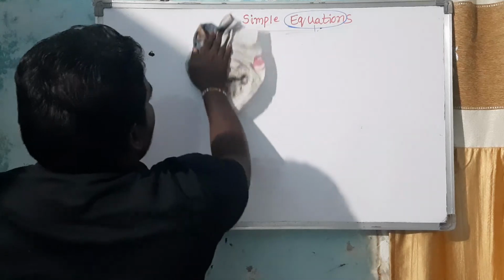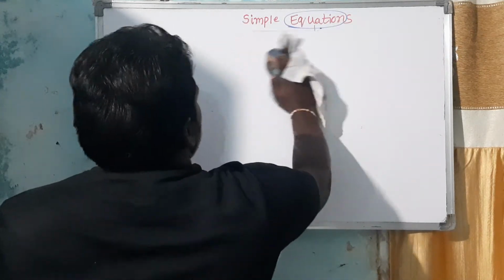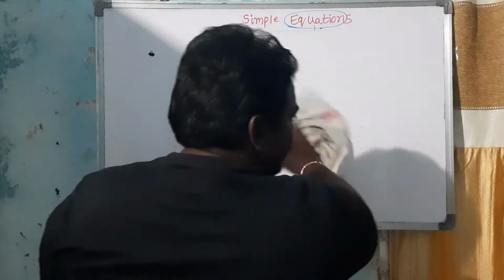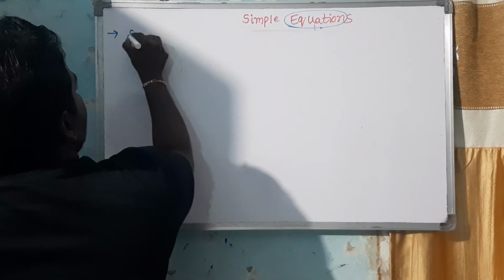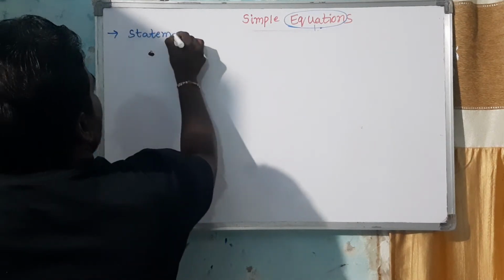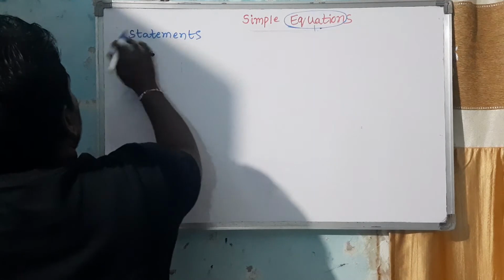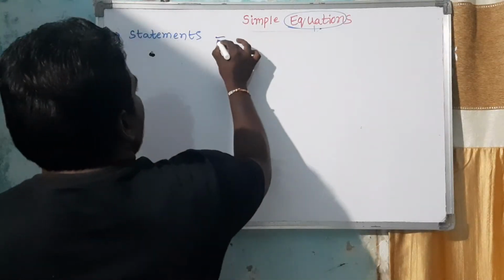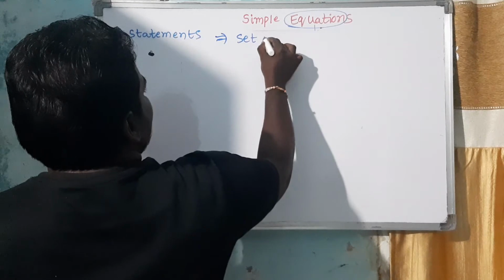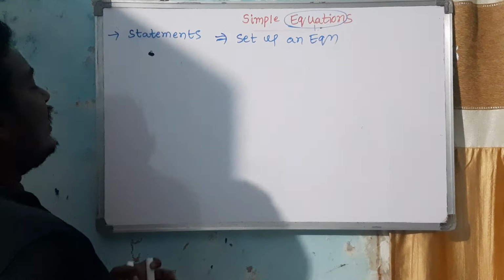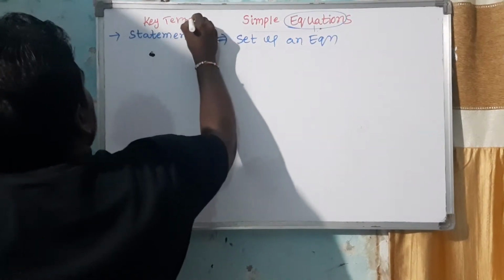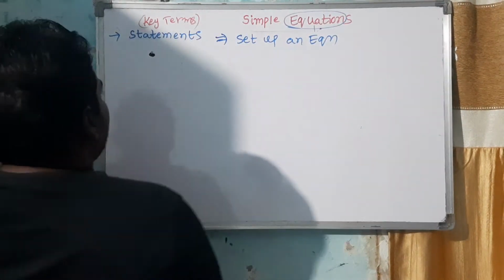Next, we'll see that the question is in the form of statements. The question will be in the form of statements. We have to identify it and set up an equation. You have to set up an equation. Let me see what those key terms are. In statements, some key terms will be there. Let me see a few of them.